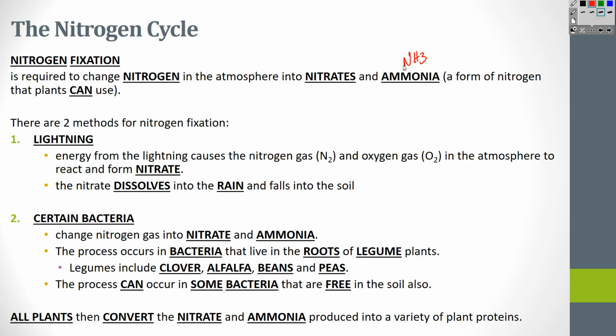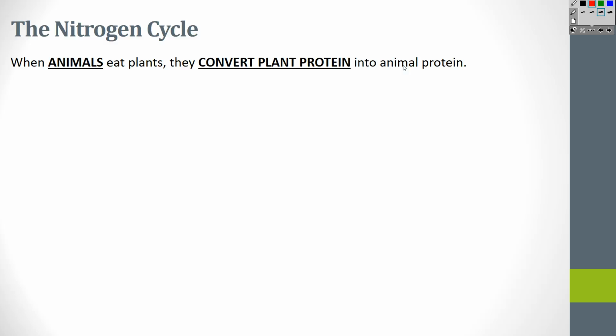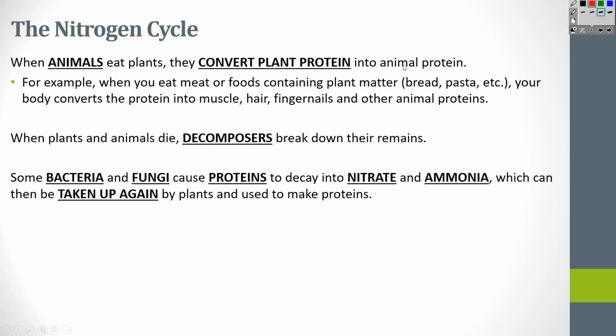Then the plants will take those nitrates and ammonias and convert them to proteins, and then we'll use those proteins for our life processes. Now, animals will eat those plants and convert it into the animal proteins that allow us to build muscles and things like that. When all the living things die, the decomposers will break down our remains, and some of the bacteria and fungi that are breaking us down will decay those proteins back into nitrates and ammonias, and then it'll be used again to make proteins.